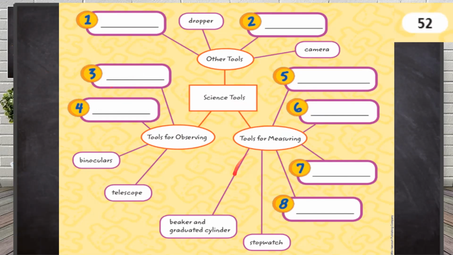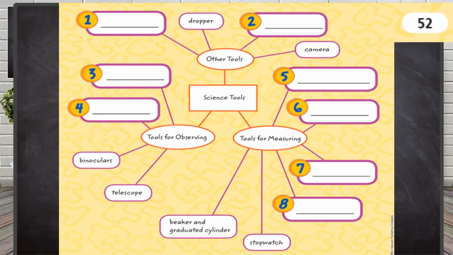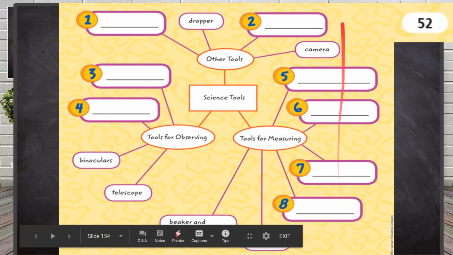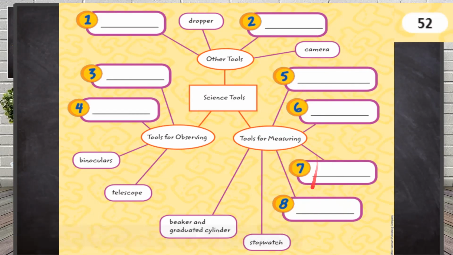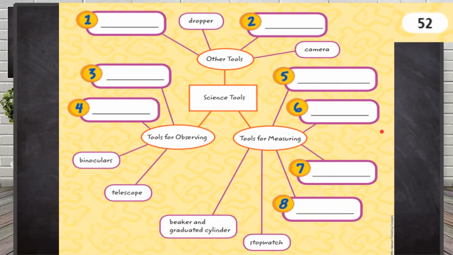You are going to use a beaker and a graduated cylinder to measure liquids. And you are going to use a stopwatch to measure the time. What else could you use to measure? A pan balance. A pan balance to measure what? Excellent, good job. To measure mass. Excellent, to measure mass. What about the unit? Are you going to use centimeters? No. What are you going to use? Milliliter. Or kilo.